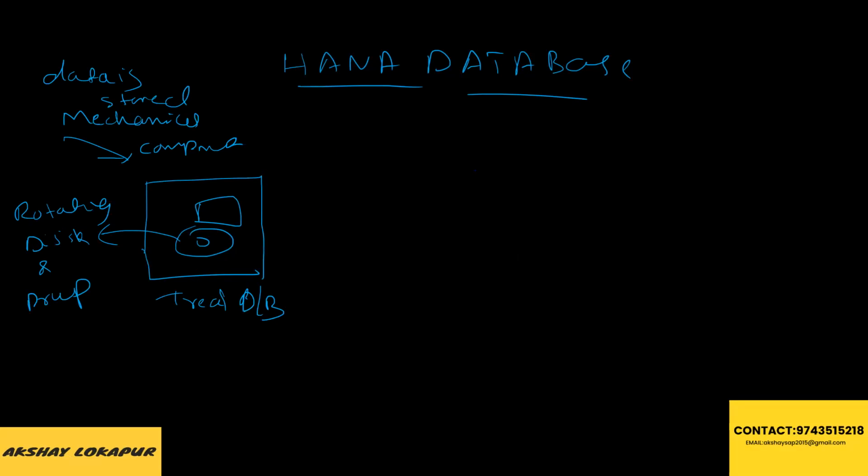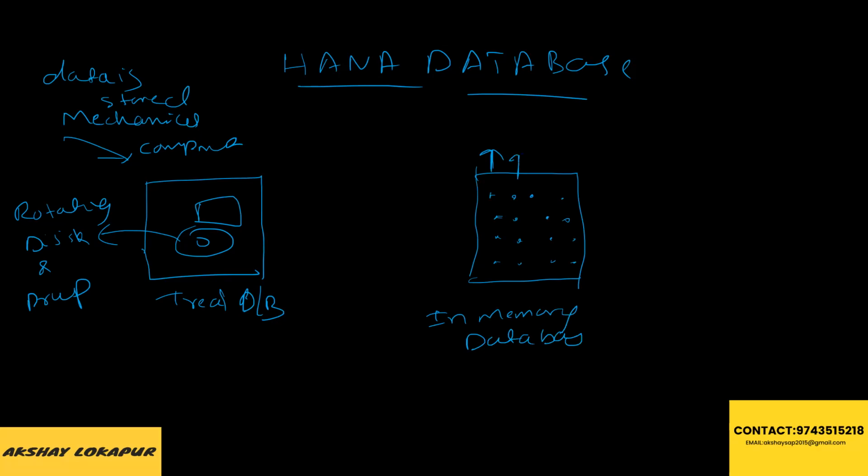Now in S/4HANA, what happened here? All data is saved on charges in an in-memory database. Again, this is your certification question: it has an in-memory database. The advantage of this is that data is saved on charges, in capacitors and transistors. The earlier one is a mechanical component, this is an electrical component. In this way we can easily retrieve the data in less time. When we do direct transfers and so on, it is helpful, so we can do the transfers very easily.